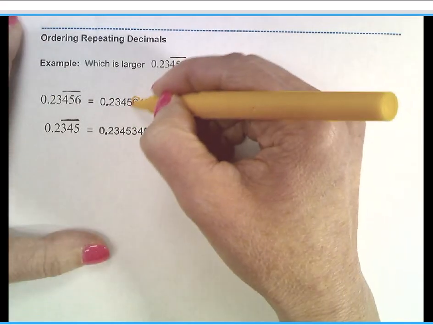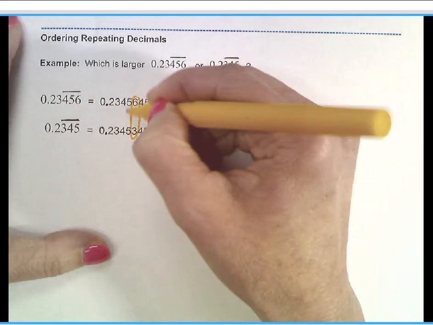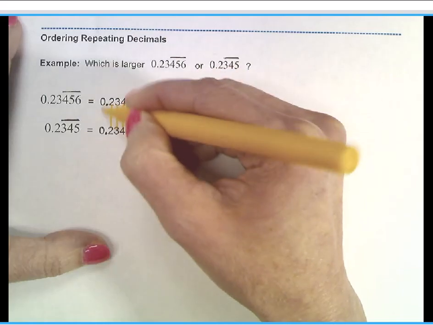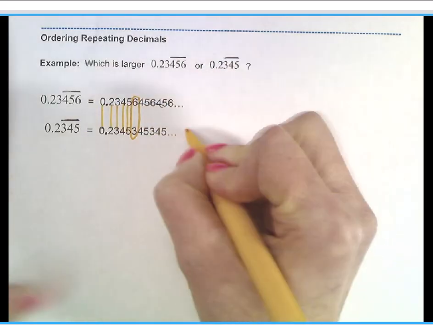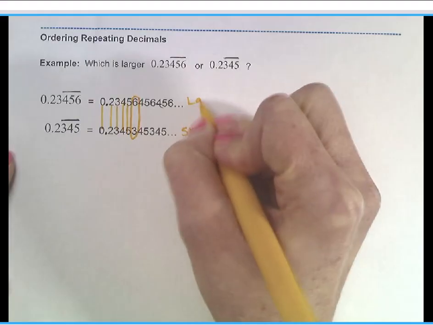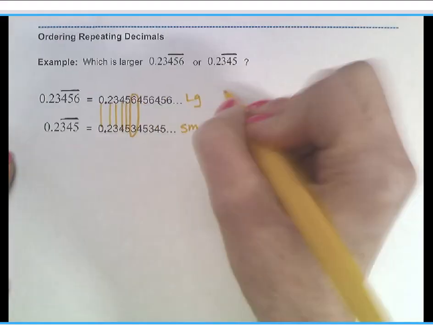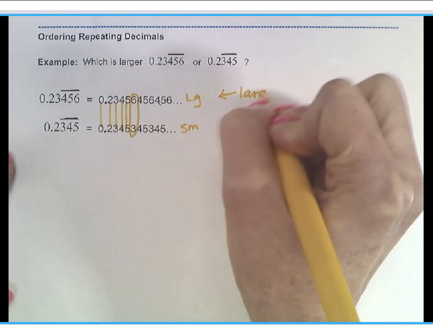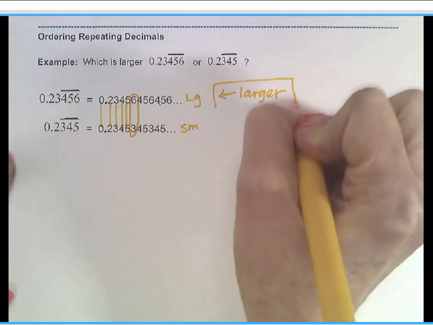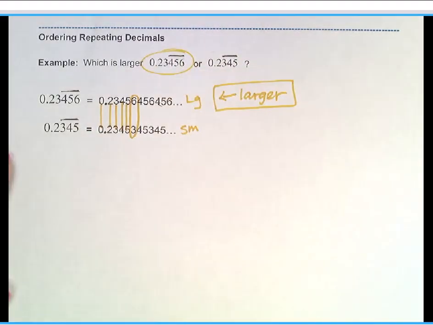So we took it all the way down, and we ended up comparing those digits, right? Because these were all the same. So this one is your small one, and then your large one. So which one is larger? That first one. That's the one that's larger. And we proved it by lining up the decimals.